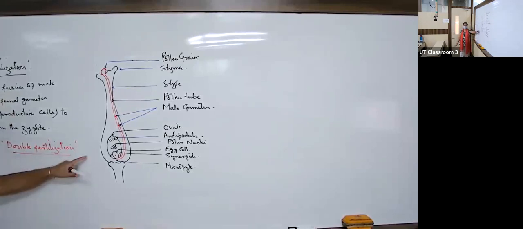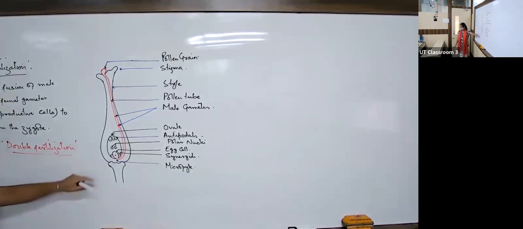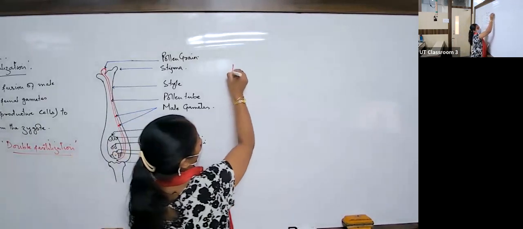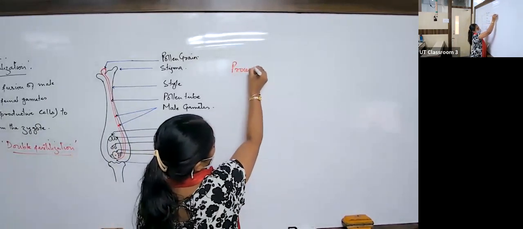So first of all, the process of fertilization that we are going to study is double fertilization. Plants generally show double fertilization. So what is happening there? What are the steps? What is the process?